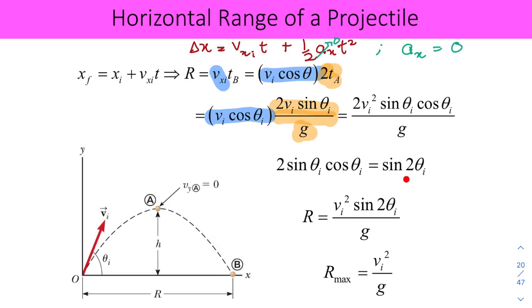This is a trigonometry identity. Substitute here to simplify this function. You will get this one. So it's up to you whether you want to memorize or you want to derive it from the start. It's up to you. I leave it to you. Okay.